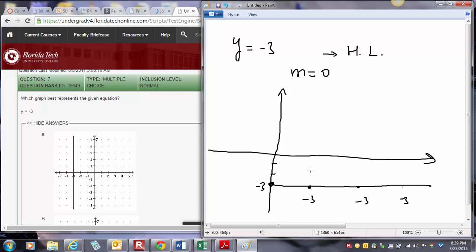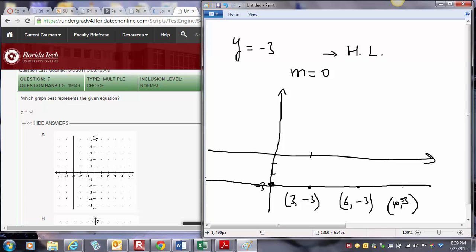So this point, let's say it is 3, minus 3. This point is 6, minus 3. This point may be 10, minus 3. And notice that all the points on the line have y equals negative 3 with any value of x, right?